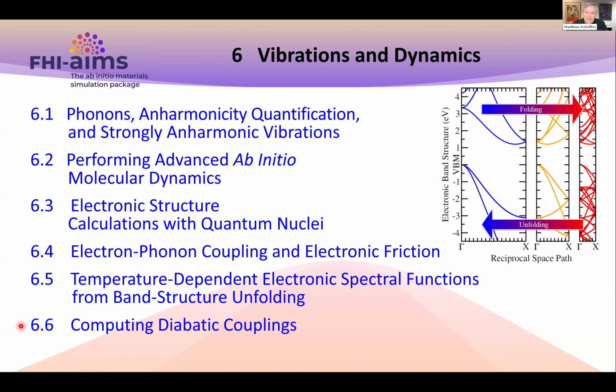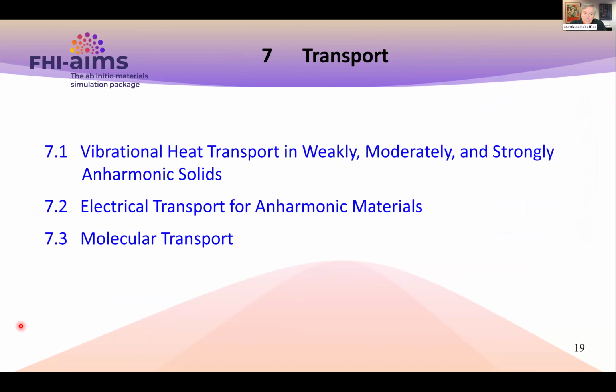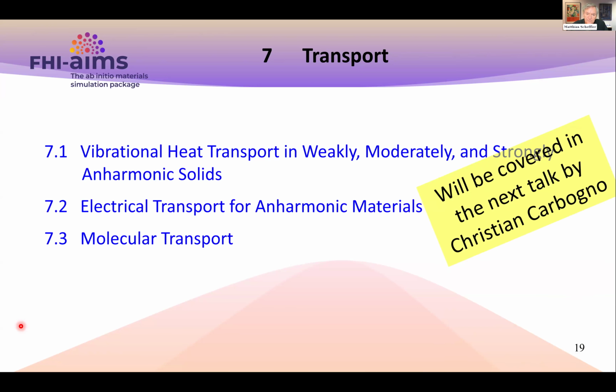Chapter 7 deals with various aspects and various forms of transport. With respect to the description of vibrational heat transport and electrical transport, FHI-aims features the most accurate methods considering the full statistical mechanics and all degrees of anharmonicities. In other words, the underlying theories are those of Green-Kubo and of Kubo-Greenwood, and the next talk by Christian Carbogno will describe the methods and what you can do with them in more detail.